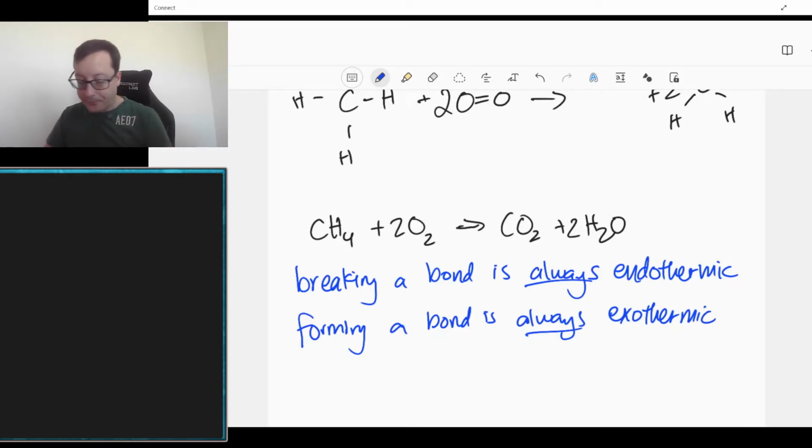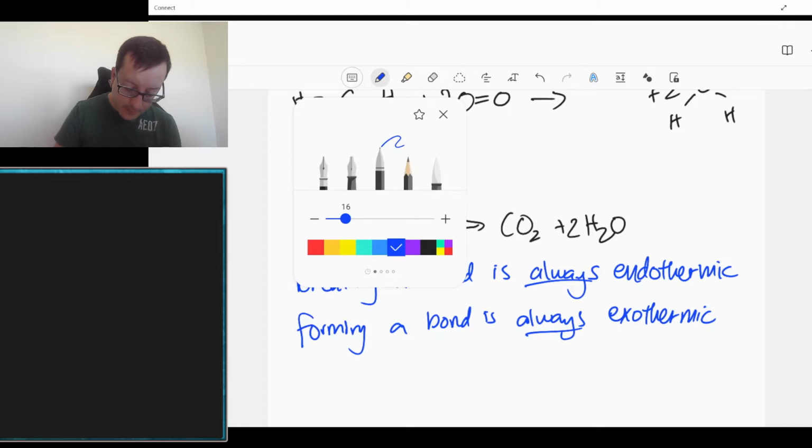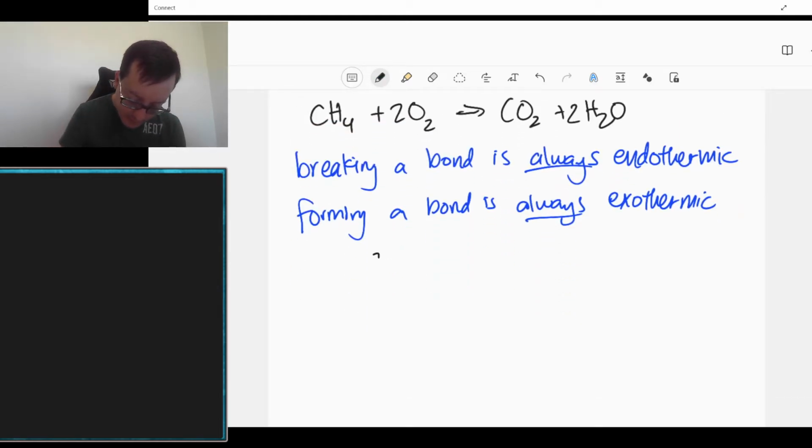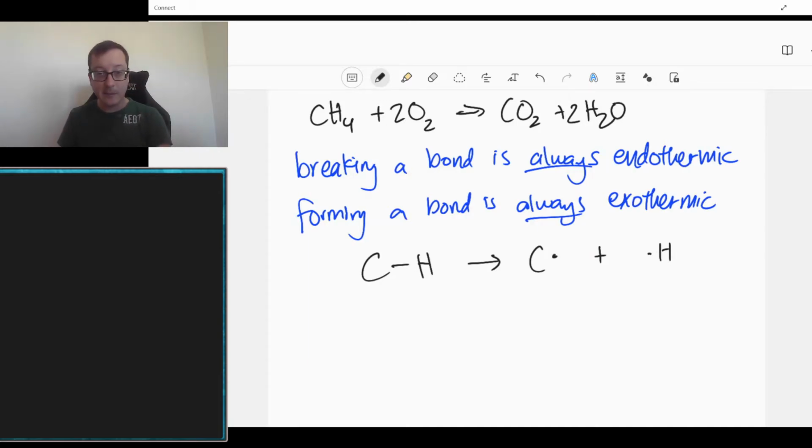And so, in fact, they are the same. If we were to take a CH bond and break it into carbon plus hydrogen, separate them, break the bond, this is an endothermic reaction, and it turns out that this one has a delta H of 413 kilojoules per mole.